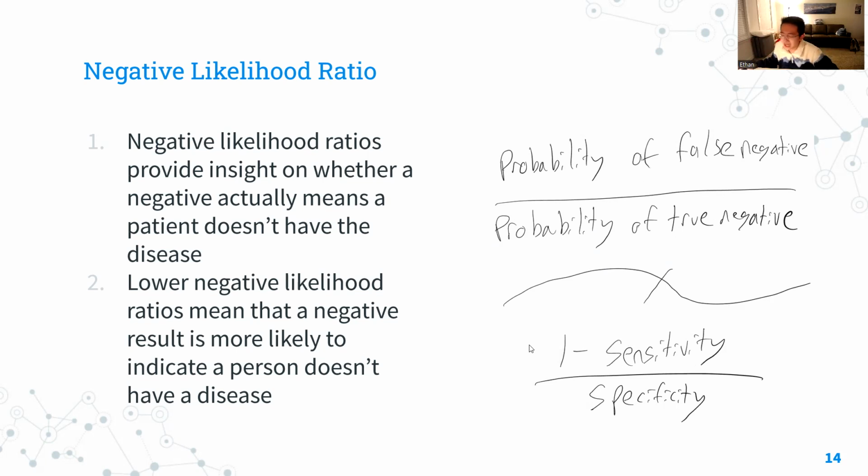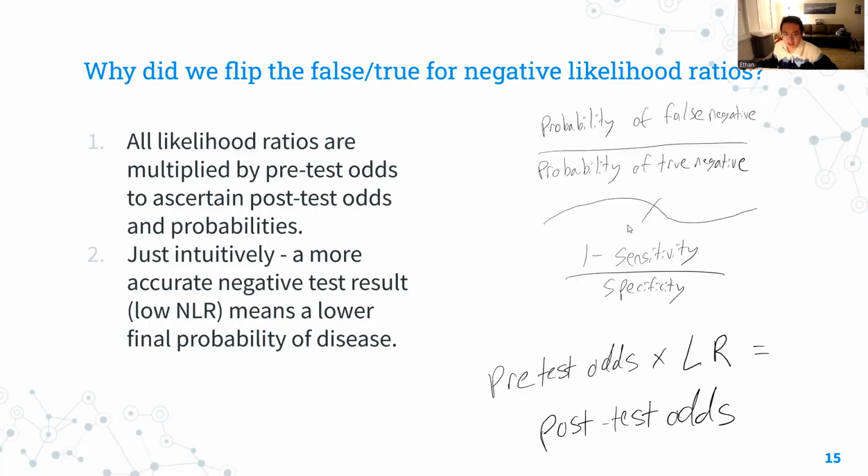Why did we flip it? Why is the 1 minus term on the top here when it was on the bottom before? The reason we flipped it is because of how we utilize the likelihood ratio. This is a little past the scope of this video, I've already talked long enough, but you have to understand that all likelihood ratios are multiplied by pre-test odds to find out post-test odds and probabilities.